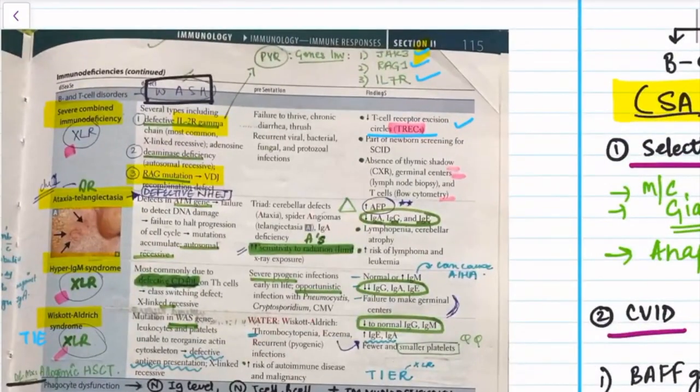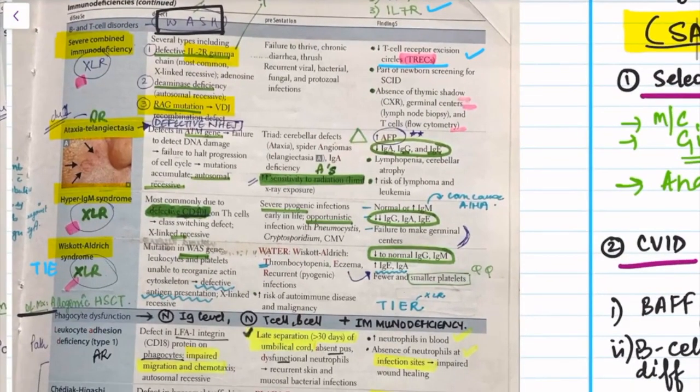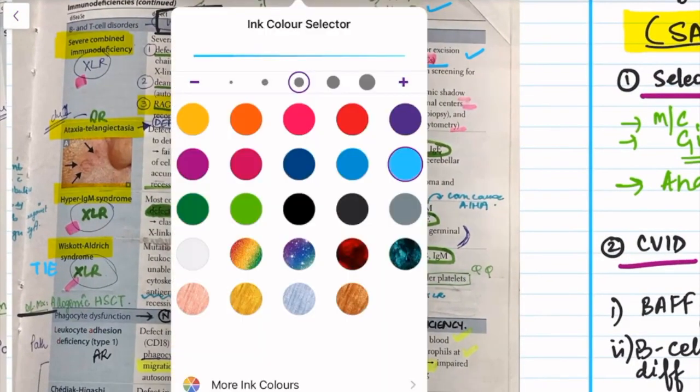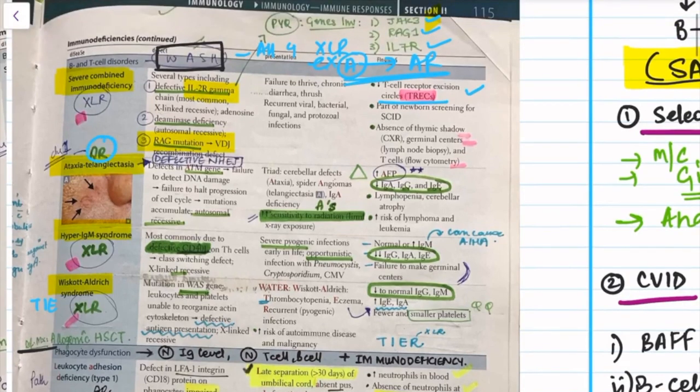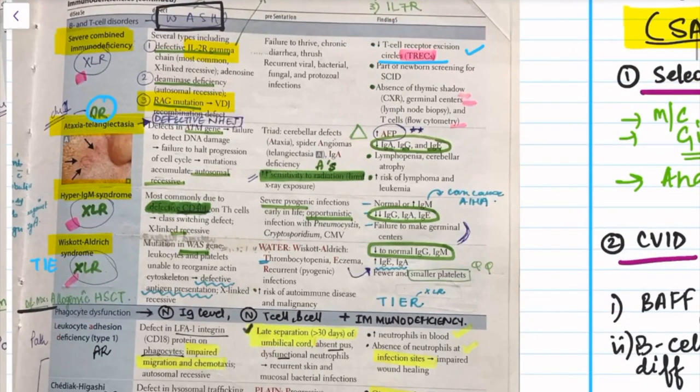So the first is W. W stands for Wiskott-Aldrich. Now in this particular table we have to remember the inheritances. So just remember one line, that all the four are X-linked recessive except Ataxia-Telangiectasia. Ataxia-Telangiectasia, A for A, is the autosomal recessive. That is the only different point here. So let's start with the W, that is Wiskott-Aldrich.